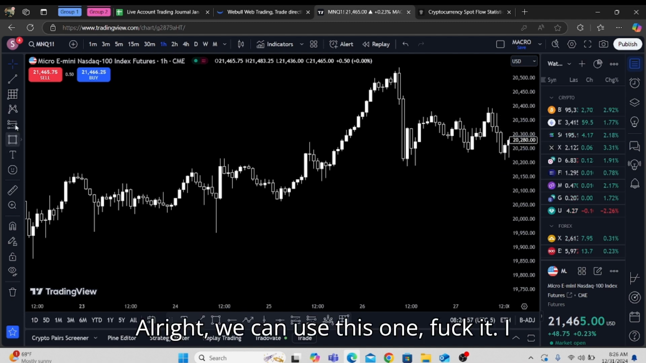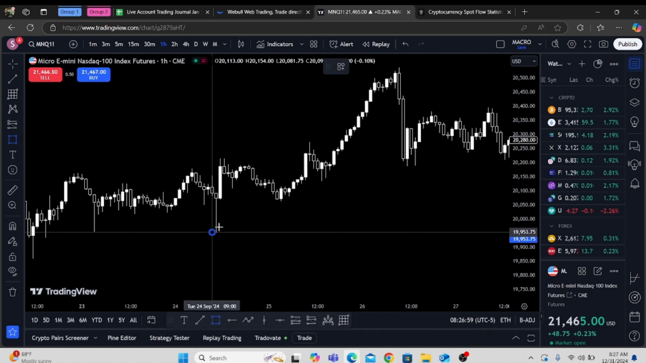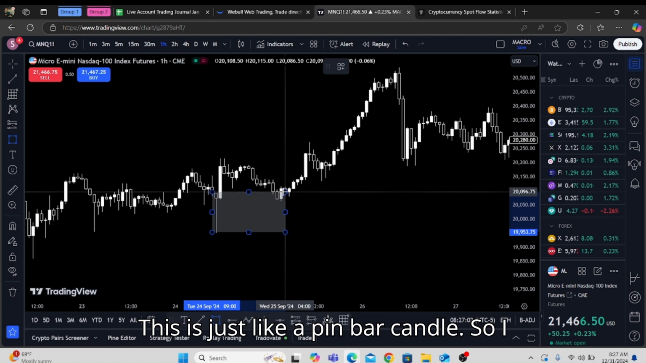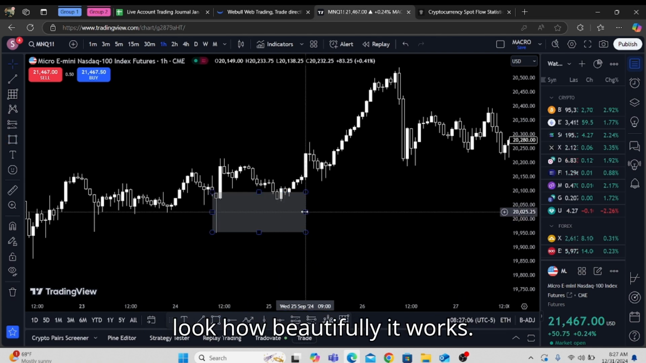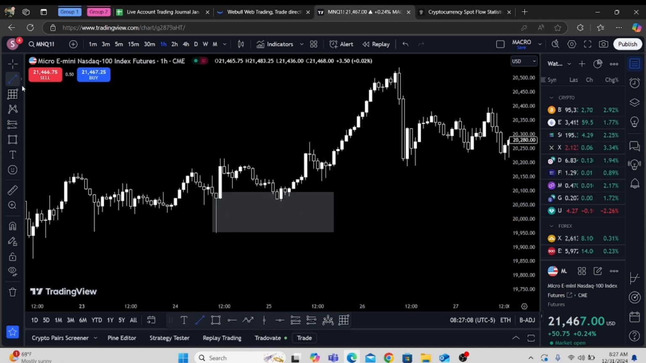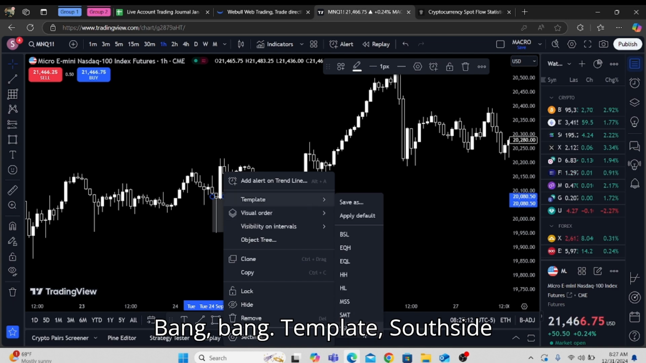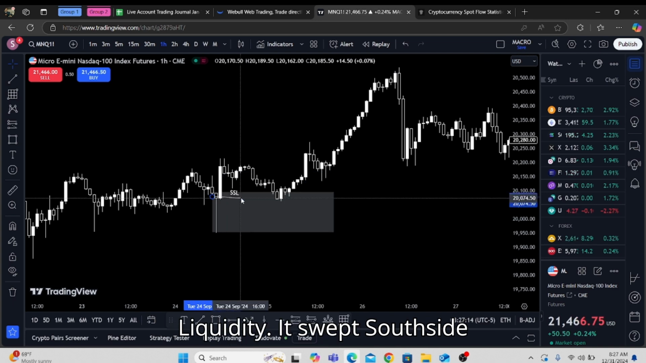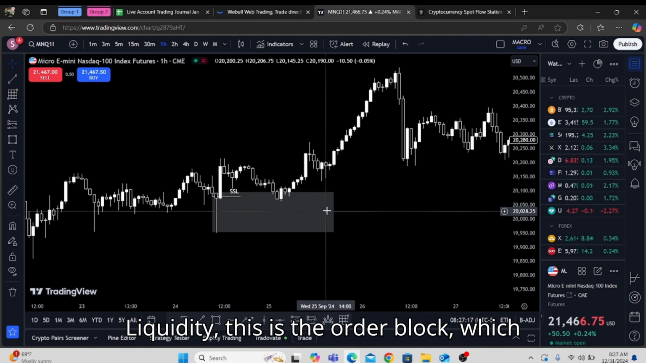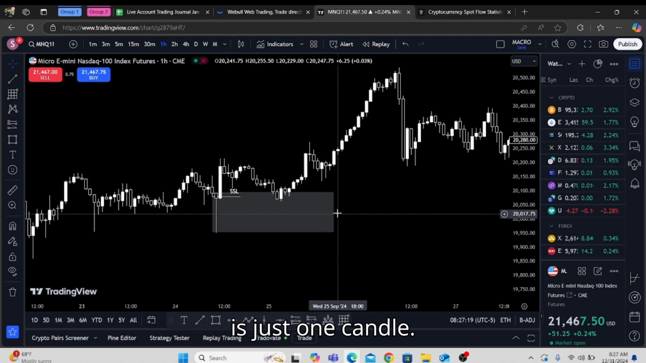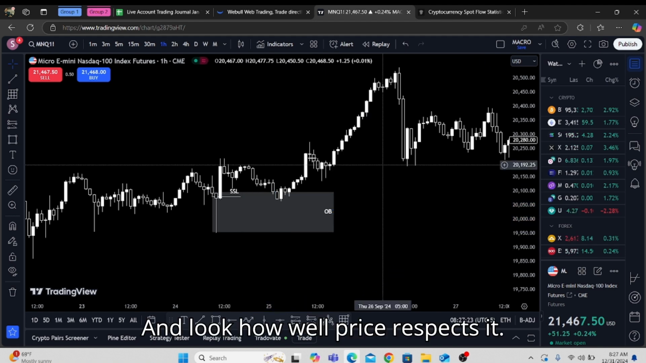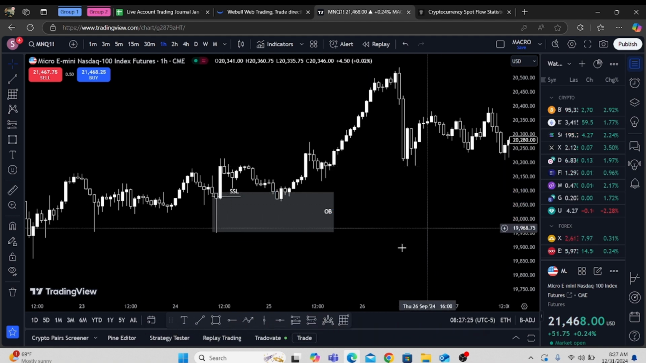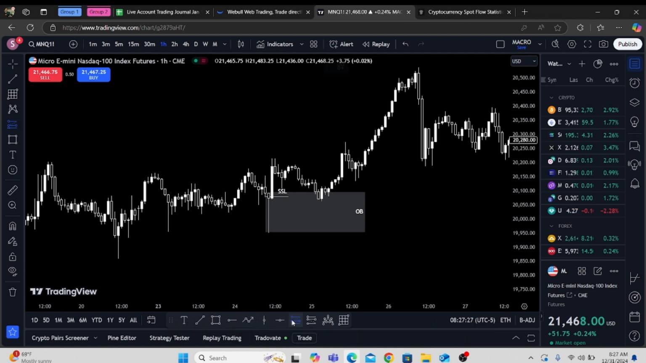All right, we can use this one. I mean, see though, this is like a pin bar candle. So I don't know if I'd really count it, but look how beautifully it works. Bang, bang. Template, sell side liquidity. It swept sell side liquidity. This is the order block, which is just one candle. And look how well price respects it. And look, it just goes straight up.